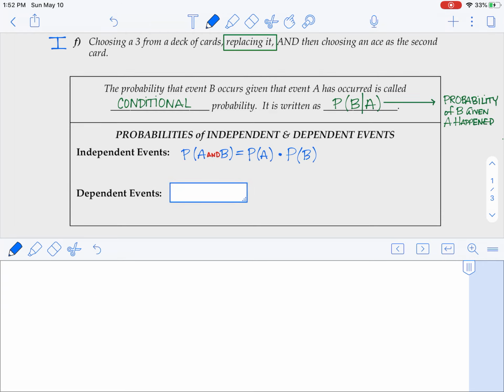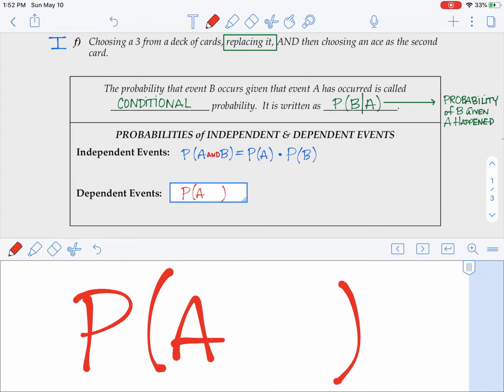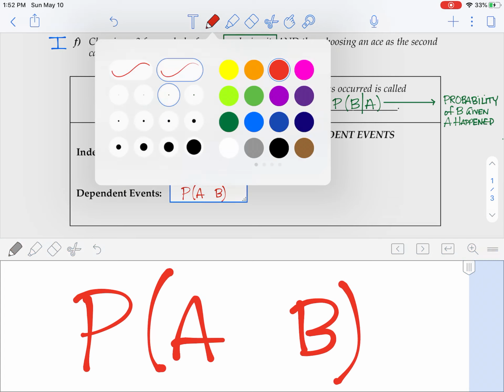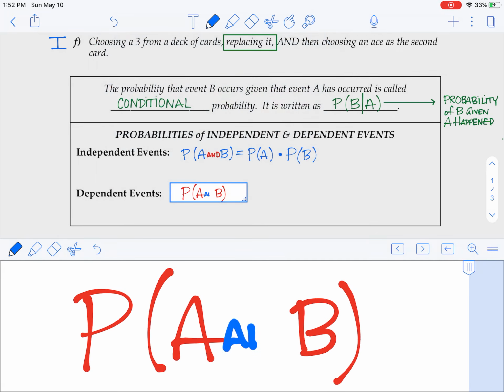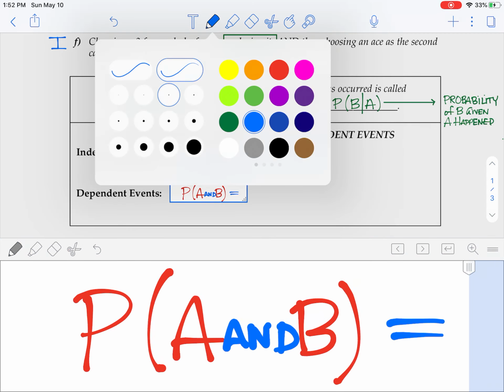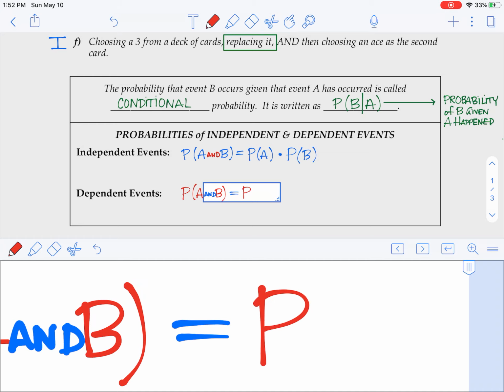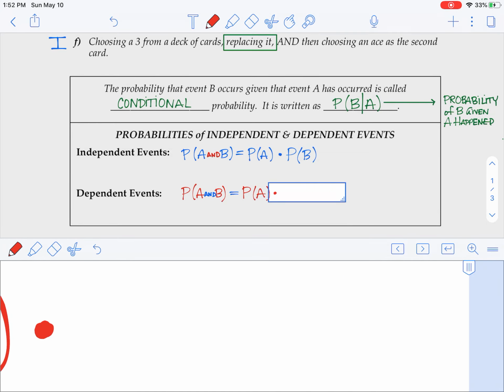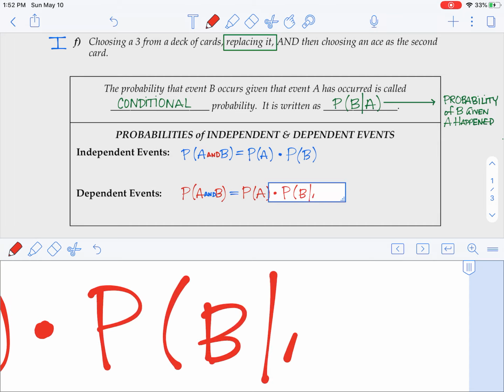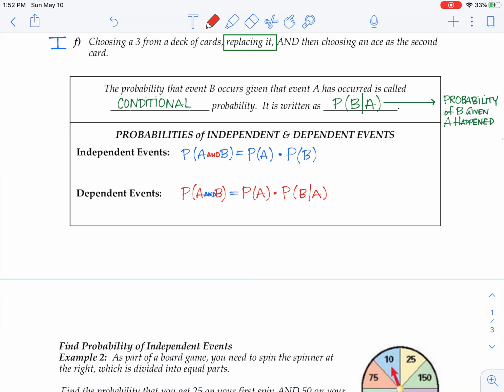Now, if these events are dependent on each other, again, you're going to notice that they want to find the probability of A and B. So we're still working with and. Again, that's telling you what type of probability you need to find. However, to find it, you still just find the probability of the first event, but then you change your second probability to be conditional based on the result of the first probability.